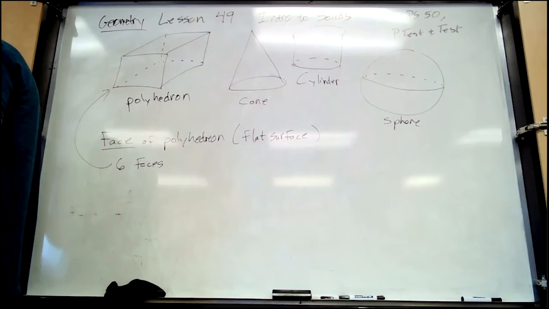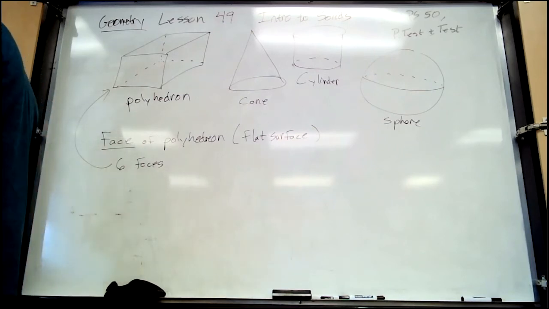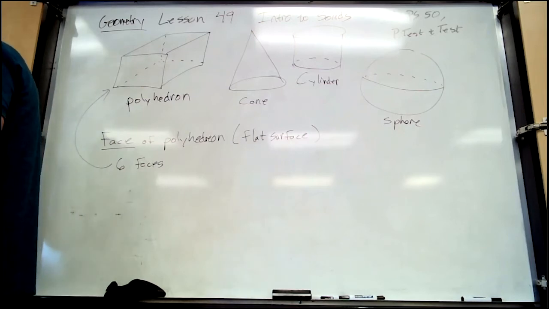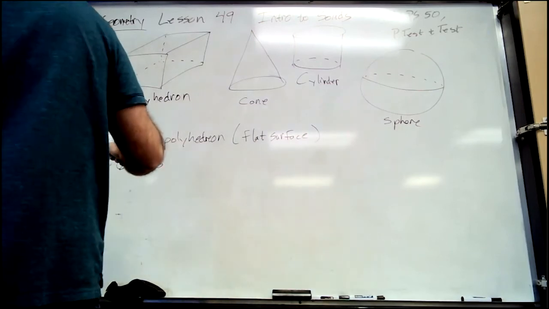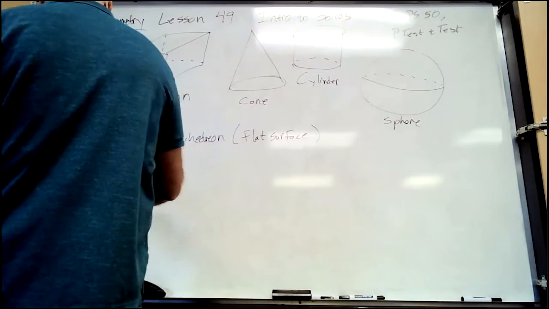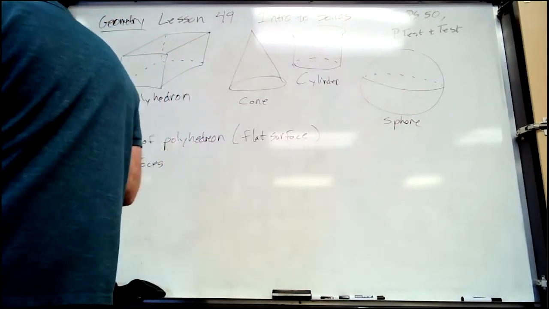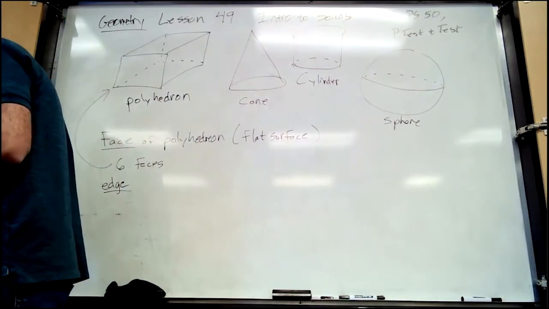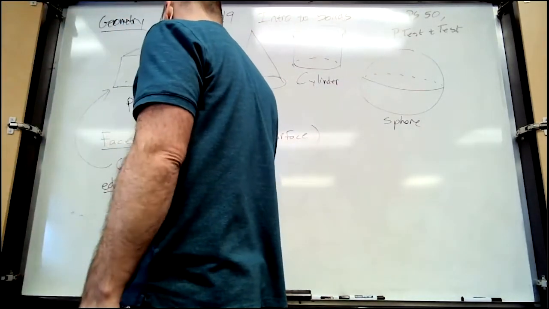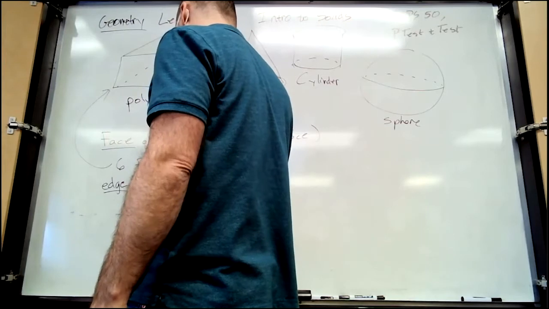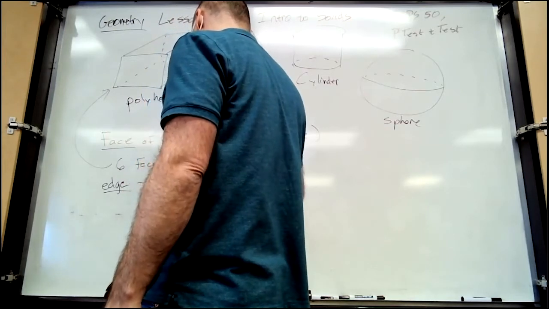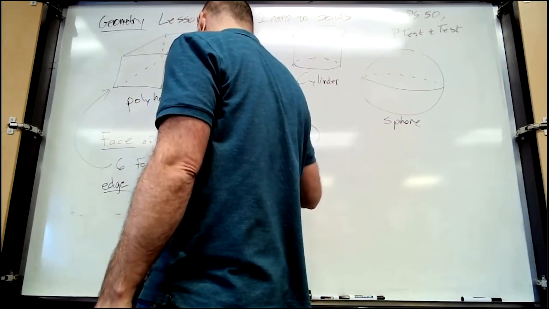The segment that is the intersection of two faces is called the edge of the polyhedron. Okay, so the edge is the segment that intersects 2 faces.